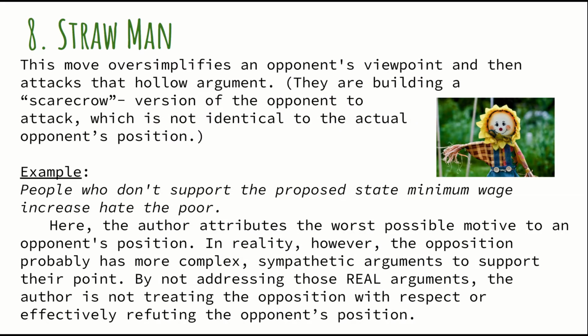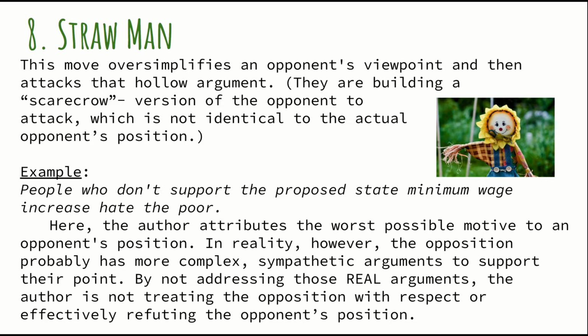All right, you guys are doing great. Here's your 8th and final term and definition to add to your notes. It's called straw man. This move oversimplifies an opponent's viewpoint and then attacks that hollow argument. So you can think of it as they're building a scarecrow, like a straw man, a scarecrow version of the opponent to attack, which is not identical to the actual position of the opponent. For example, people who don't support the proposed state minimum wage increase hate the poor.